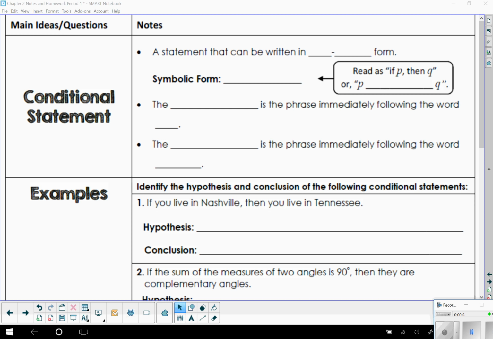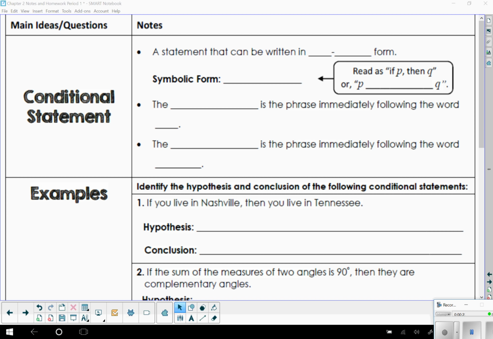Geometry. We'll talk about conditional statements. We're going to then do some examples on it. We're then going to deal with inverse, converse, and contrapositive of statements. We're going to talk about biconditional statements. You're going to mind your P's and Q's.